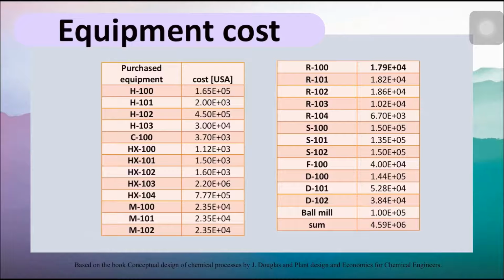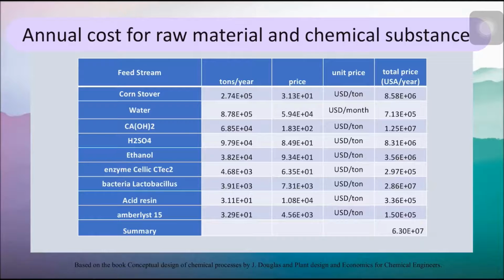For equipment, we follow the books Conceptual Design of Chemical Processes and Plant Design and Economics for Chemical Engineers, and our equipment cost is 4.59 multiplied by 10 to the power 6. For the annual cost of raw materials and chemical substances, if we know how much we need per year and we know the price, we can find the total price, and the total price of our process is 6.3 multiplied by 10 to the power 7.